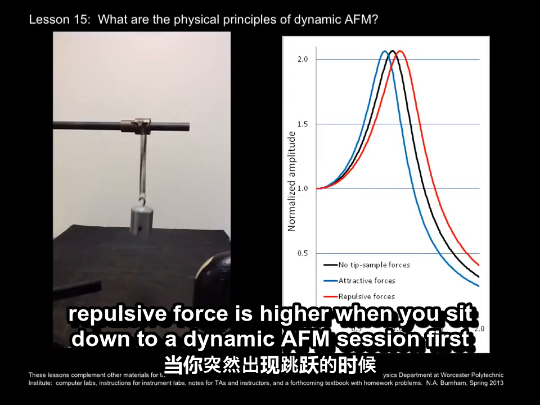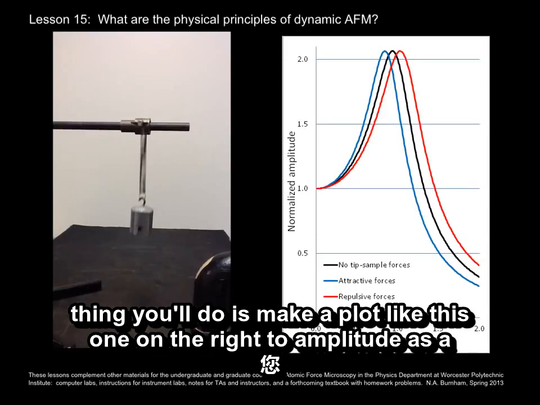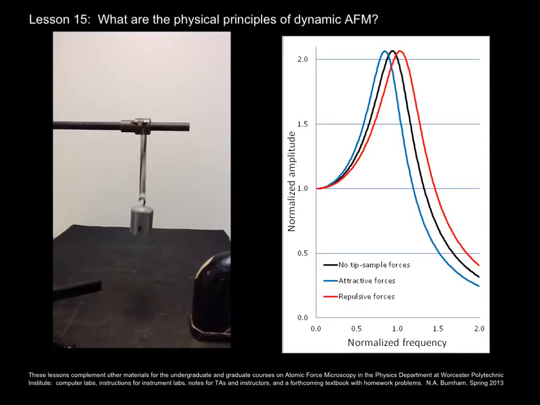When you sit down to a dynamic AFM session, first thing you'll do is make a plot like this one on the right, amplitude as a function of frequency, for a free cantilever, so you would get the black line. The next thing you would do is choose a drive frequency and drive amplitude. Let's take a drive frequency on the left-hand side of the black peak. Let's take this frequency here.